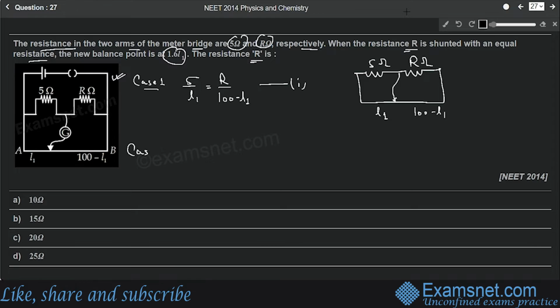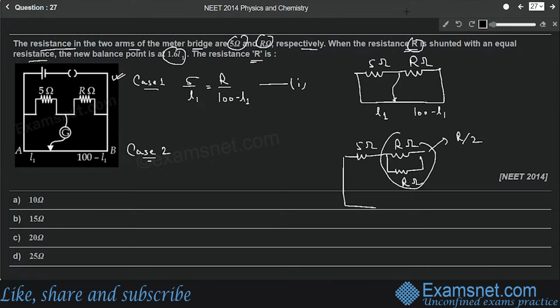Now in the second case, it is given in the question that the resistance R is shunted with an equal resistance. That means this is the 5 ohm resistance, this is the R ohm resistance. So another R ohm resistance is connected in parallel to this. Okay, so the equivalent resistance will be equal to R by 2 because this is parallel combination. Okay, and if this is the balance point, so this side the length is L2 and this side 100 minus L2. So we can write the equation for this: 5 by L2 equals R by 2 upon 100 minus L2.